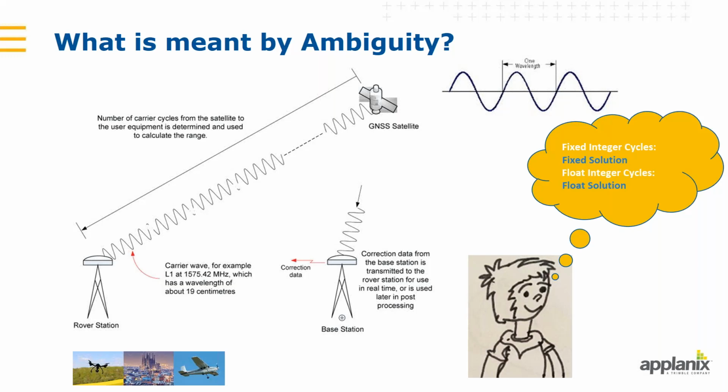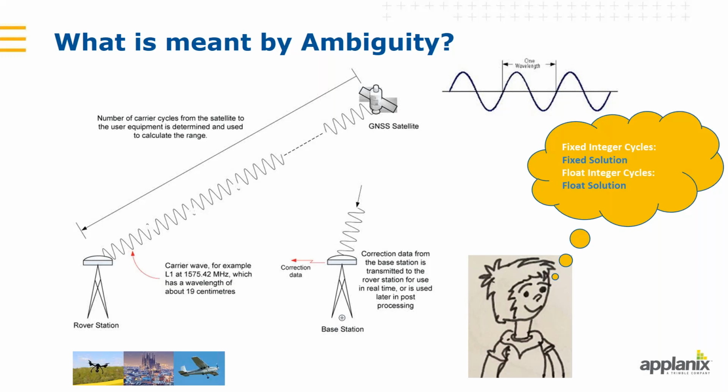That part is straightforward, but determining the integer number of cycles between the satellite and the receiver is a challenge. And of course, we need the number of cycles to calculate the range. Having 4 ranges from 4 satellites will give us a position on the ground. So the precise distance or range and hence a precise position is a function of the number of cycles. And that is called ambiguity.